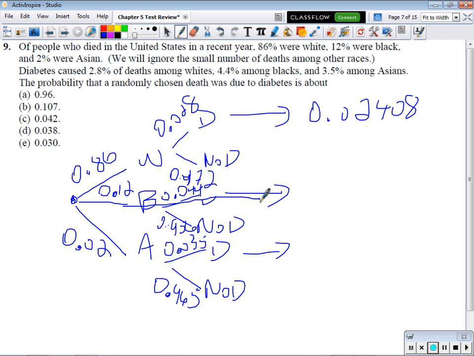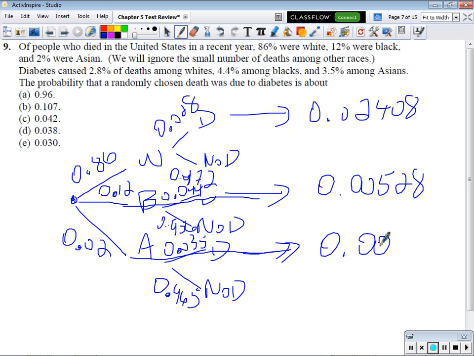And then we have for this group here, this would be black, and diabetes caused death. This would be 0.12 times 0.044, and this would be 0.00528. And then Asian and diabetes caused death, so this would be 0.02 times 0.035. This would be 0.0007, and if you found the sum of those, it would be 0.030. So that's the answer for number 9.